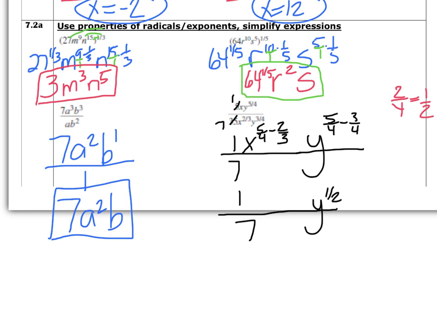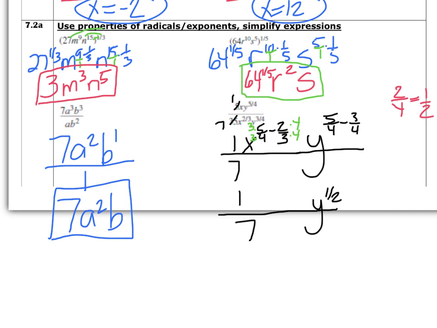Let's deal with this x. The x here needs to have a common denominator before we can subtract the fractions. A common denominator between 4 and 3 would be 12. So let's go ahead and multiply this side by 3 and this one by 4.